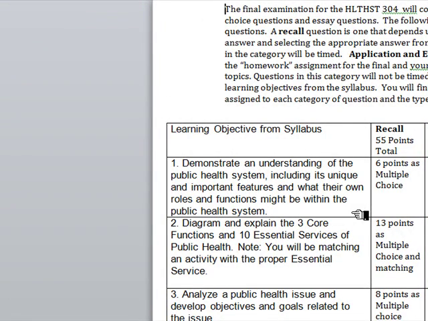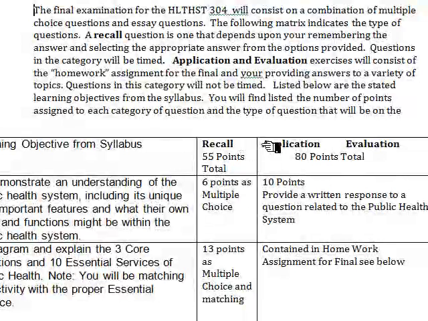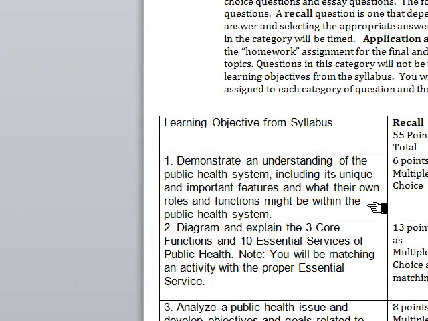Now, when you look at this part up here about the recall, that's what you're going to find on the multiple choice test. The application and evaluation, those are the pieces that I'm looking for you to bring out in the online essay or the homework exercise that I'm asking you to do. So anyhow, just kind of looking at that, we're going to talk about the public health system. There'll be a few questions about the public health system.